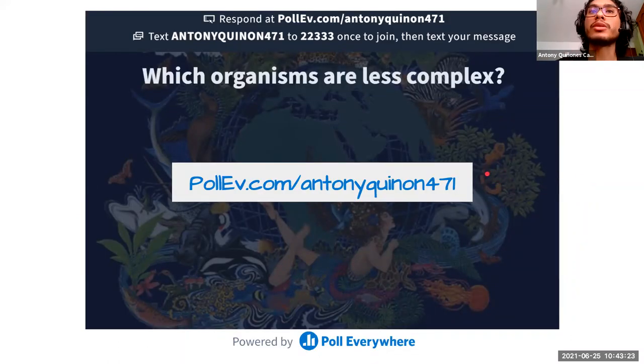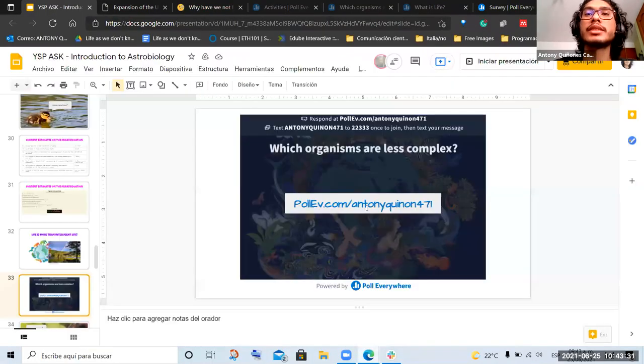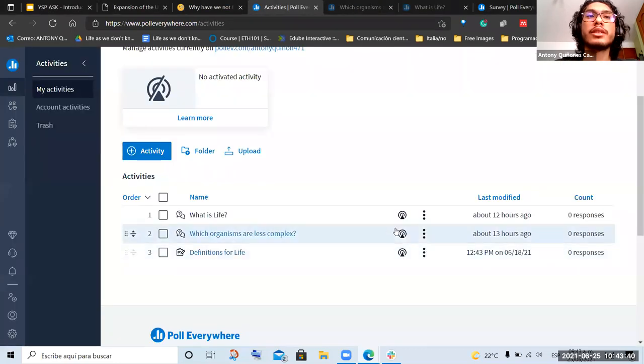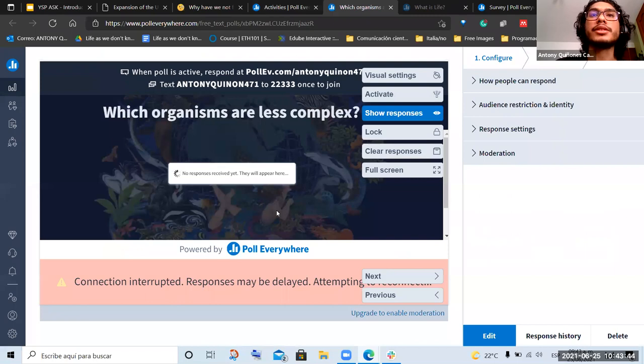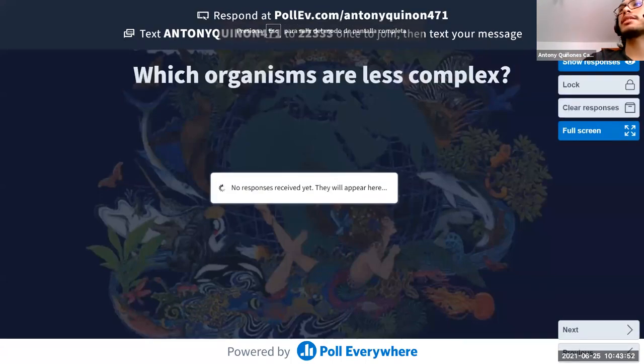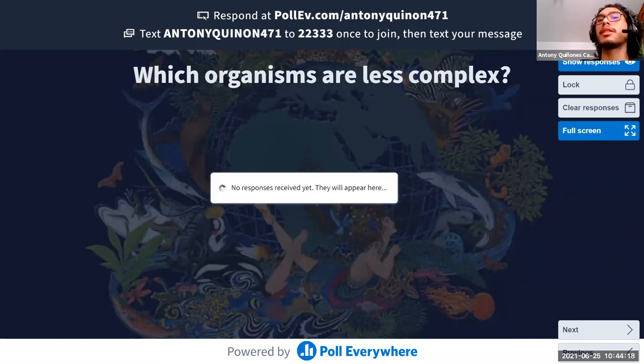So I prepared this poll. I want to know what organisms you think are less complex. I'm sending you the link so that you can answer. What do you think is the least complex organism on Earth? For example, you could say, okay, I think that trees are the least complex.